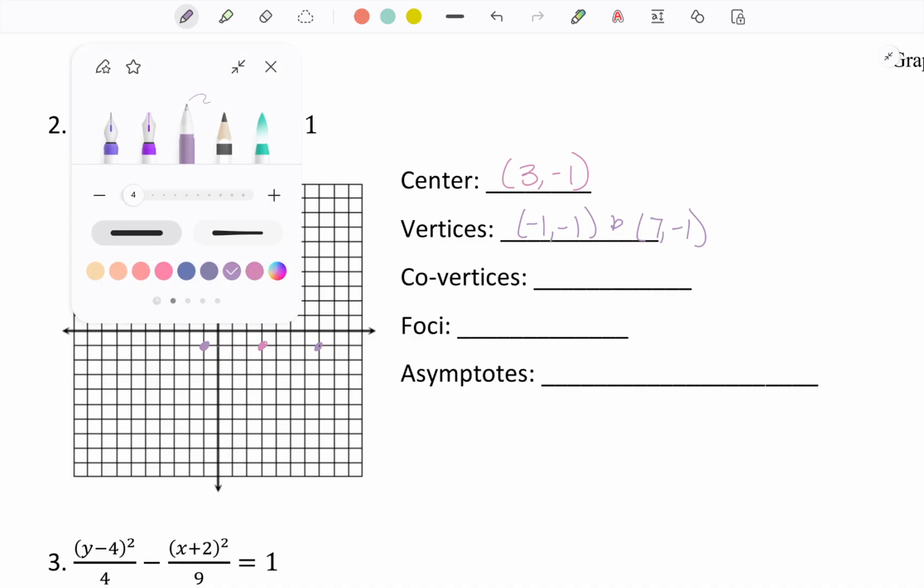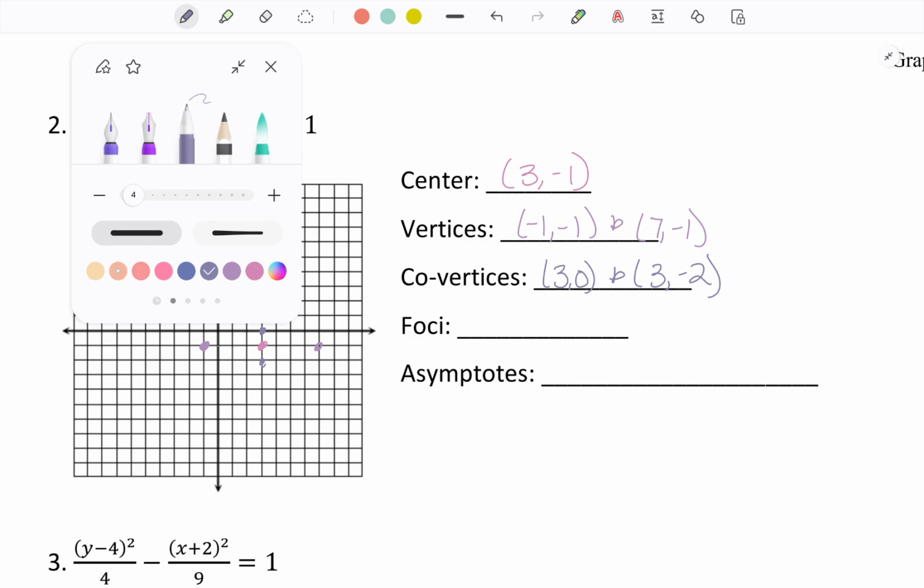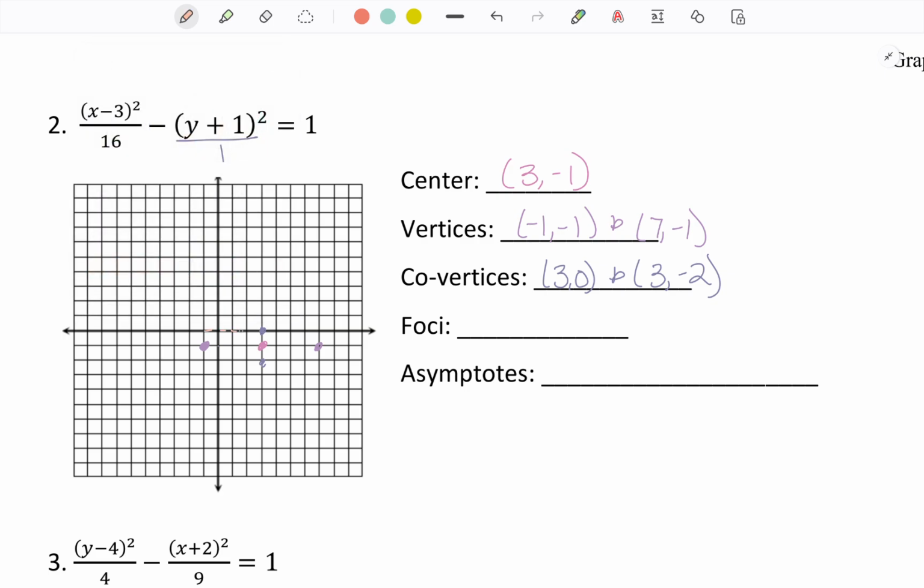Now our co-vertices, we actually have a 1 technically as that denominator since we don't have anything, and the square root of 1 is 1. So we are going to go up 1 and down 1 from that center. So we have 3, 0, and 3, negative 2. And then again, we might want to just go ahead and sketch ourselves in that little box. This one's going to be really little, but it does help us with those asymptotes.